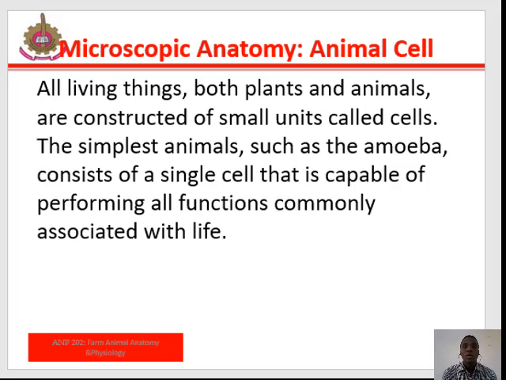Microscopic anatomy. All living things, both plants and animals, are constructed of small units called cells. The simplest animals, such as the amoeba, consist of a single cell that is capable of performing all functions commonly associated with life. These functions include growth, that is the increase in size, metabolism, that is the use of food, response to stimuli, such as moving towards light, contracting, shortening in one direction, and reproduction, development of new individuals of the same species.